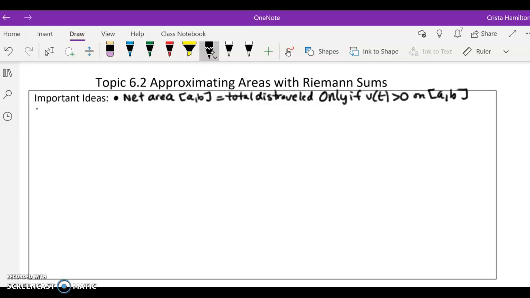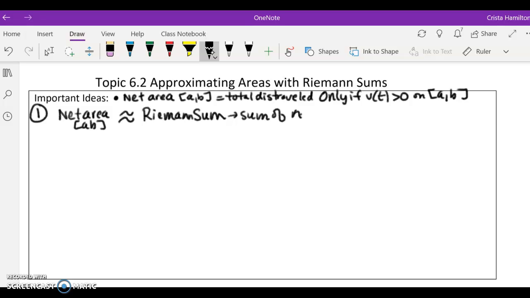All right, other important ideas that we have here is, let's start with number 1 here. So that was just a side one. Number 1, the net area from A to B can be estimated using a Riemann sum. And a Riemann sum is the sum of n rectangle areas.